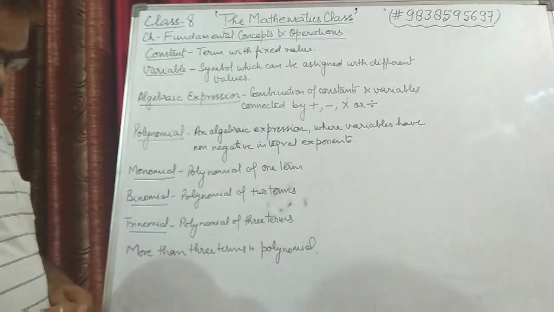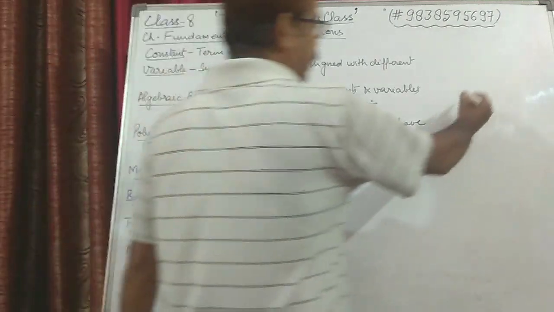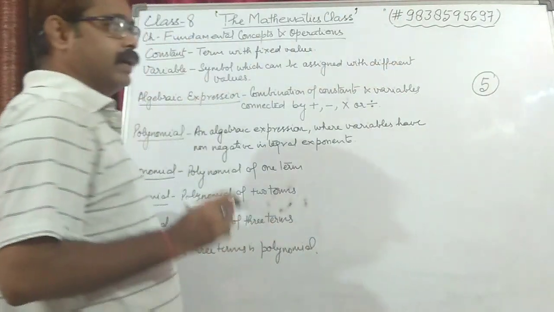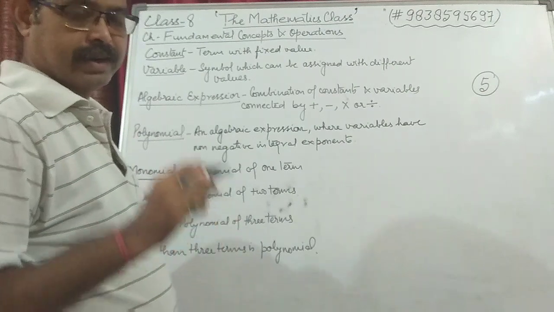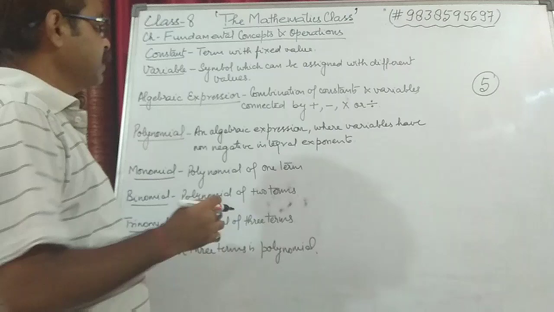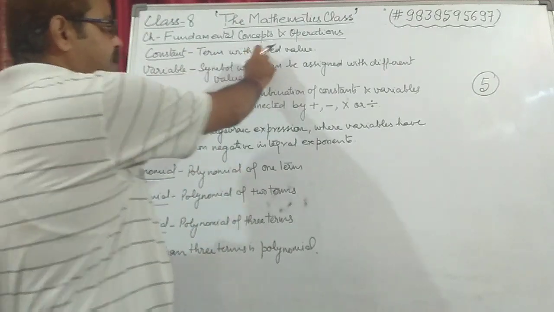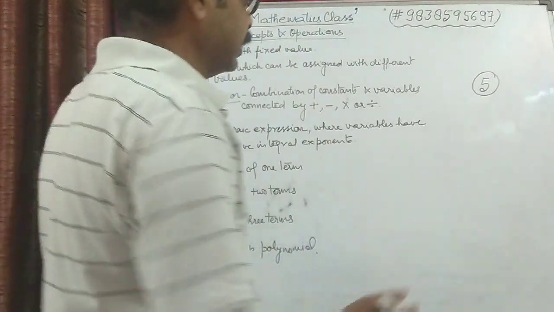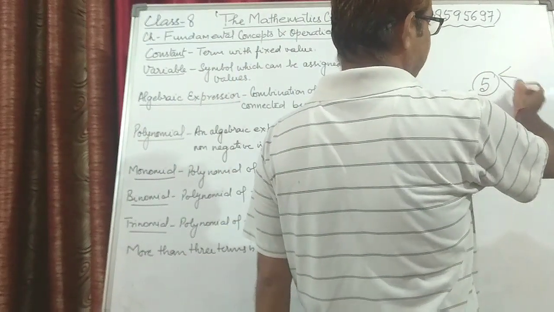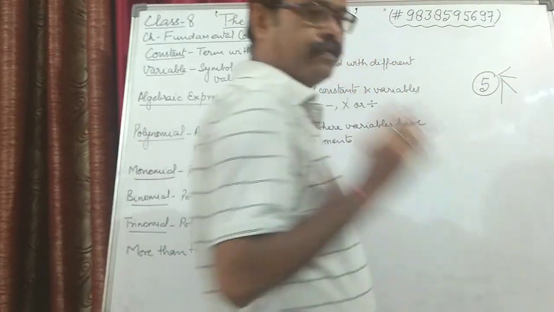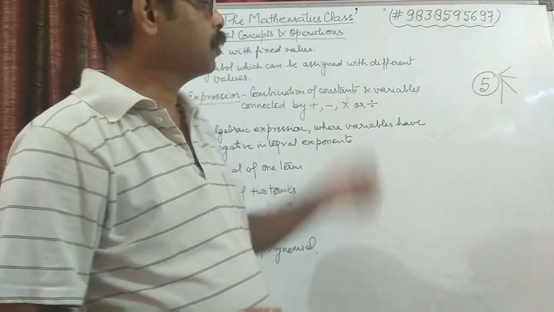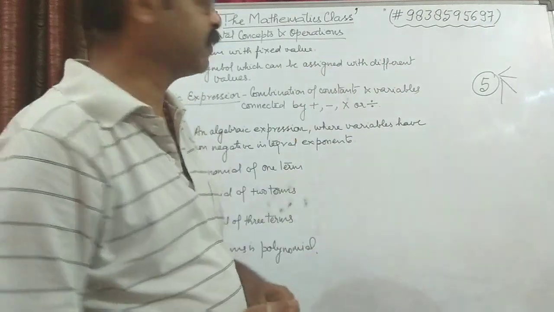First thing is a constant. So what is a constant? If I say 5, it means it is exactly 5, it is not 4.9 or 5.1. It means a term with a fixed value. 5 can be anything, 5 mangoes, 5 boys, 5 pencils, 5 pens. But 5, we all know, stands for exactly 5, not less than 5 or more than 5.